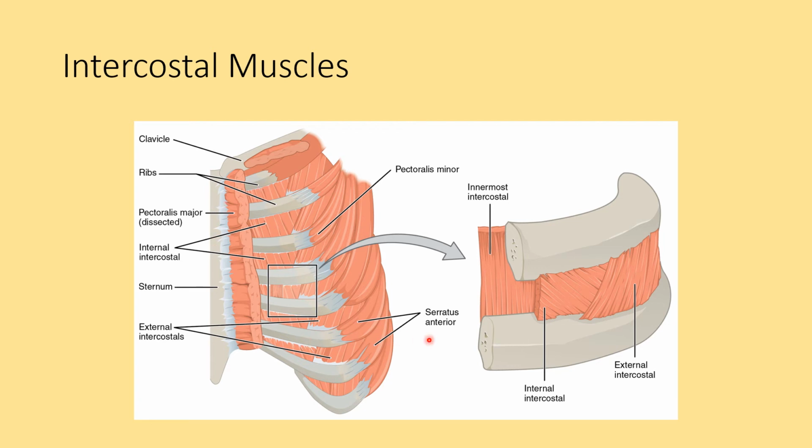And then underneath that, you've got your external intercostals. Beneath that, you've got your internal intercostals. So you can distinguish the two by the layering, but also, once again, look at the direction of the fascicles, of the fibers. And then beneath the internal intercostals, you've got the innermost intercostals here.